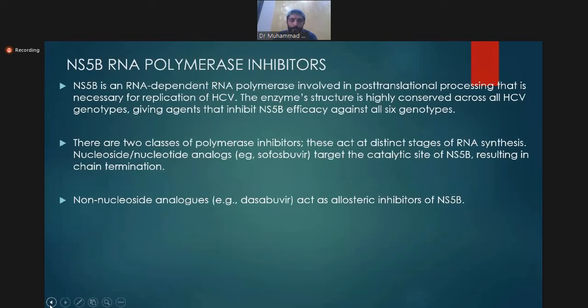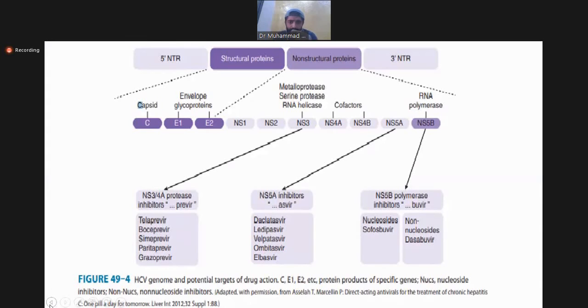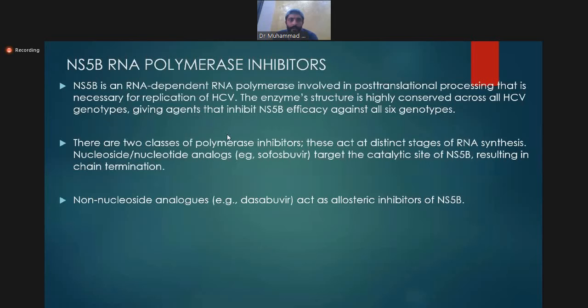Now moving on to the NS5B drugs. All of these drugs, we talked about the NS5B ones, these are the Buvir drugs, and they inhibit the RNA polymerase. Among these you have nucleoside inhibitors and non-nucleosides. So NS5B is an RNA-dependent RNA polymerase.